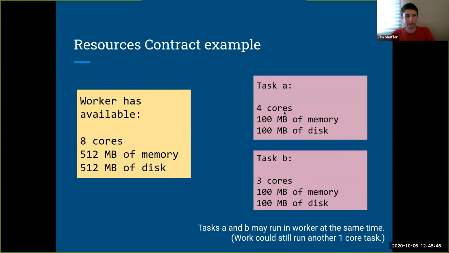And if a task is small, then you might be able to pack several of those tasks onto a single worker. In this example, we have a 4-core task and a 3-core task, and those can both fit on an 8-core worker. And there's even an extra core left over. So if you're careful about those resource annotations, you can pack your tasks much more efficiently, or WorkQueue can pack them for you.